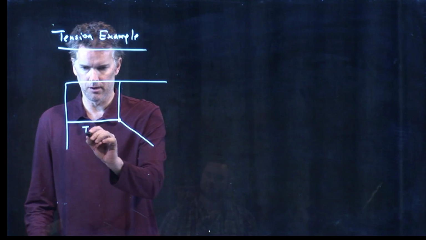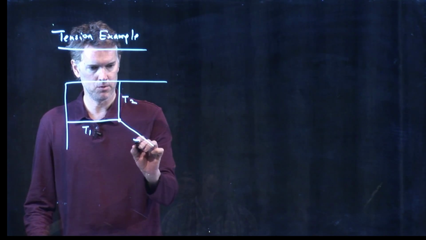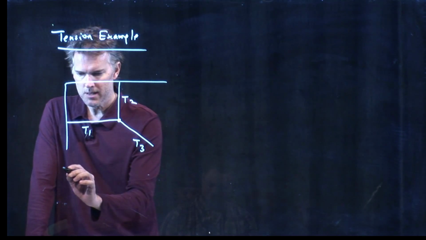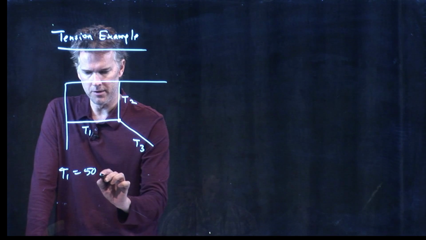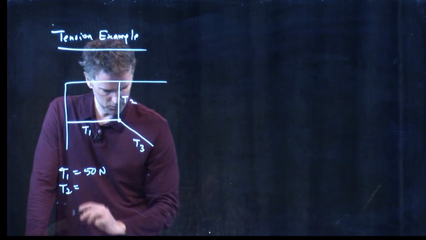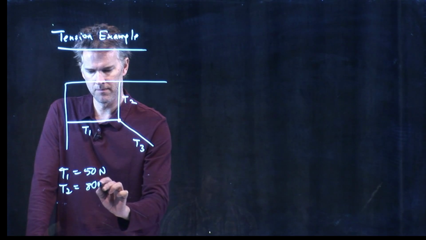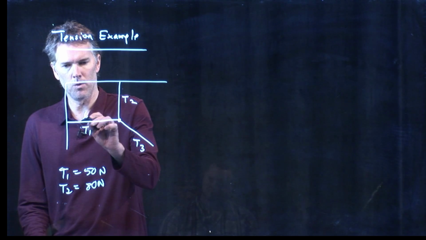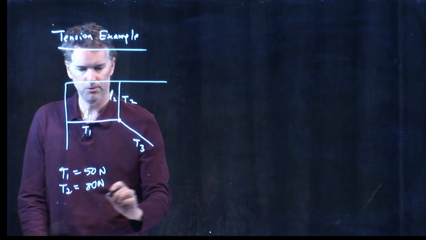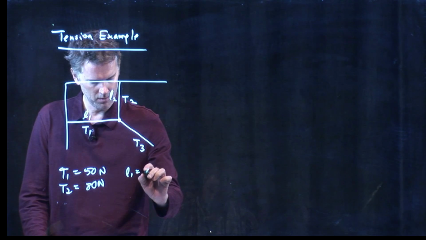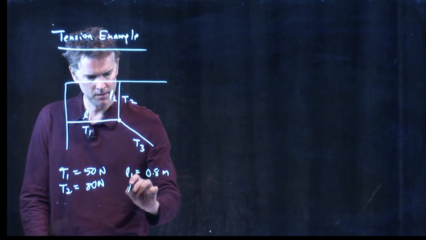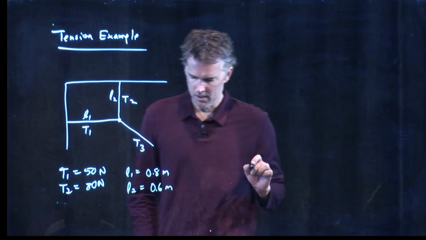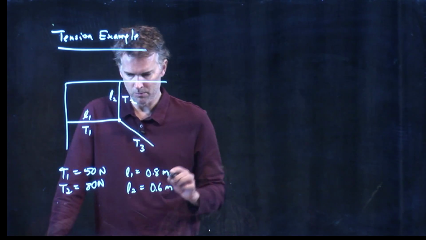And we know a few things. There's tension 1, there's tension 2, and there's tension 3. And let's give you the tensions. T1 is 50 newtons. T2 is 80 newtons. And we give you some lengths of these different segments. So this is L1, this is L2. L1 is 0.8 meters. L2 is 0.6 meters. And the question is, what is T3?